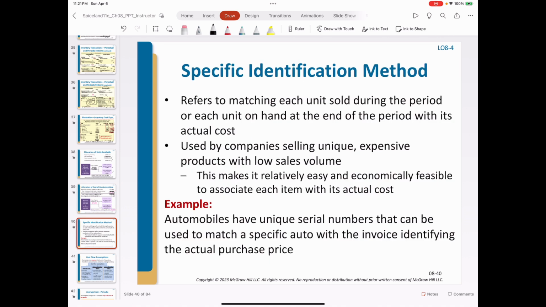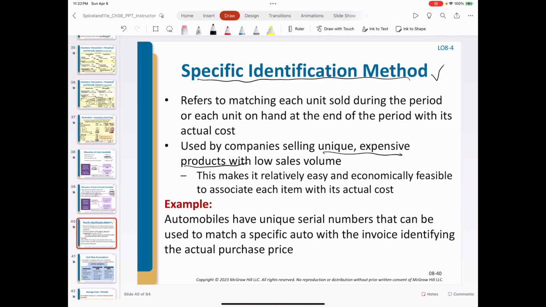The first cost flow assumption is the specific identification method. This method refers to matching each unit sold during the period, or each unit on hand at the end of the period, with its actual cost. In other words, we can track the specific units either sold or unsold and their costs. This method is usually used for customized and expensive products, for example jewelry and racing cars. These are customized products, and the volume is also very low, so it is easy to apply the specific identification method.